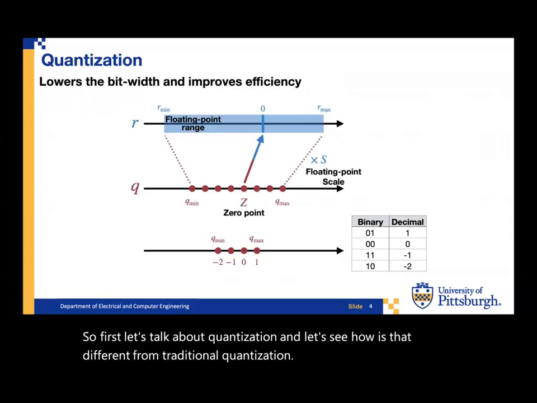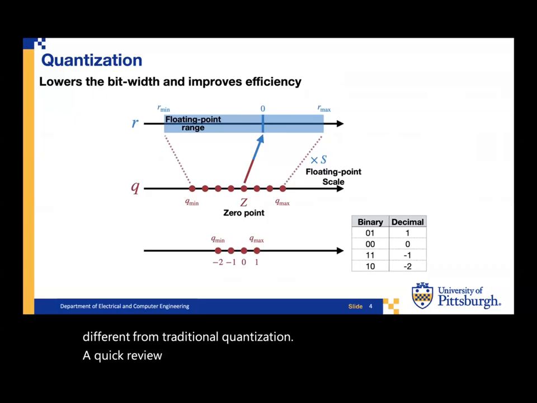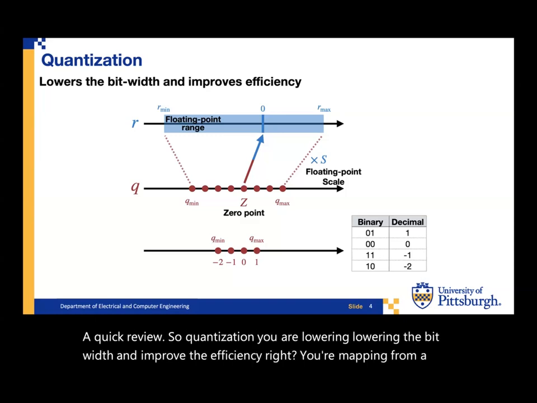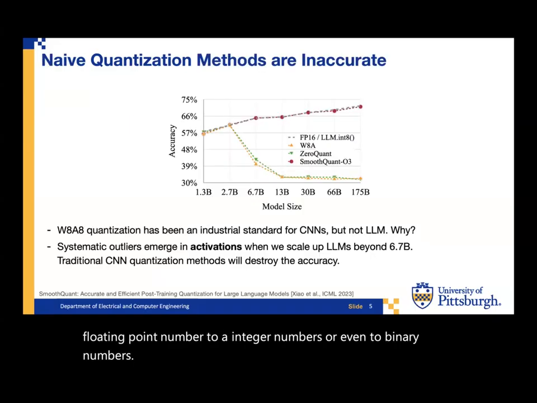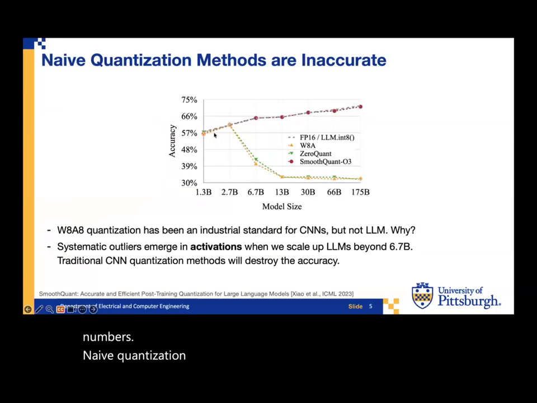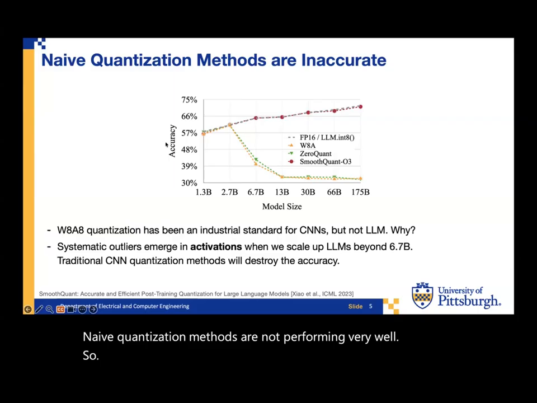A quick review. Quantization means you are lowering the bit width and improving the efficiency, right? You're mapping from floating point numbers to integer numbers or even to binary numbers. Naive quantization methods are not performing very well. So this W8 A8 means weight integer 8, activation integer 8.